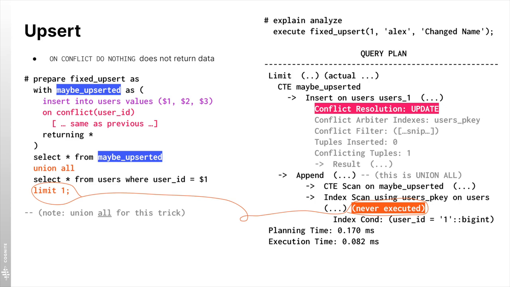One thing to note with this union all limit one trick is that the second union arm here is actually not executed at all if the first part of the union returns something. Note that you need to specify union all for this and not just union, because the union without all will need to pull in all the possible rows from all the union arms to then do deduplication.